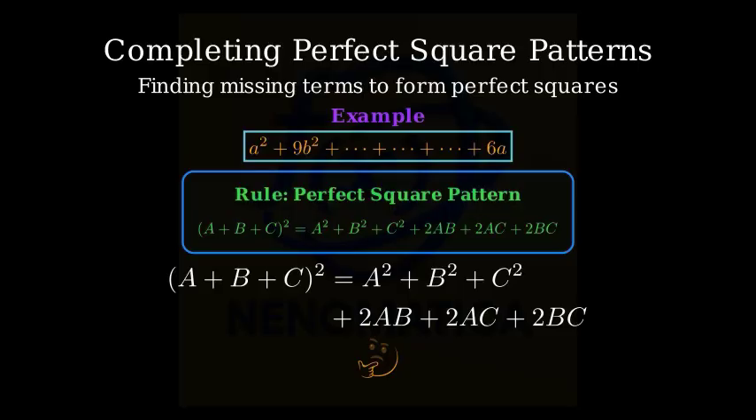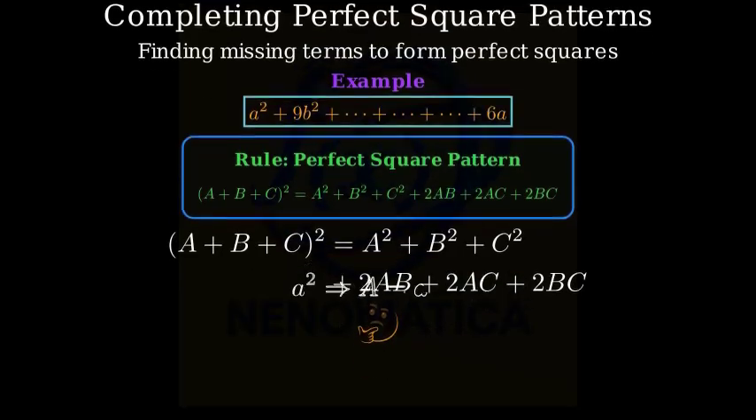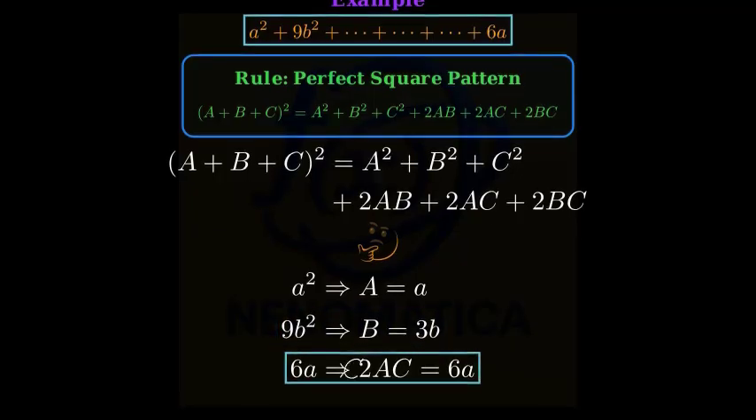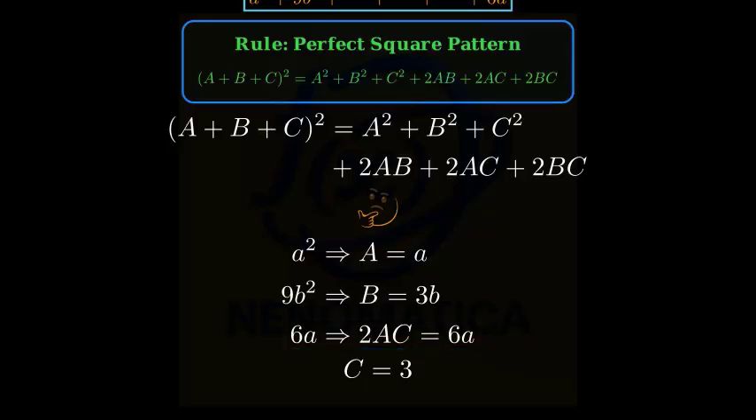Let's analyze what we already have in our expression. We have a squared as our first term, which suggests that a equals a. We also have 9b squared, which suggests that b equals 3b. And we have 6a at the end, which should be a cross term like 2ac. If 2ac equals 6a, and a equals a, then c must equal 3.